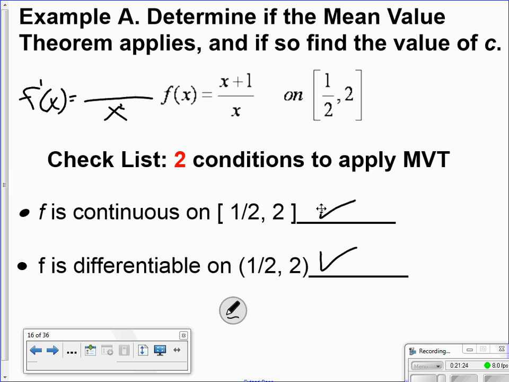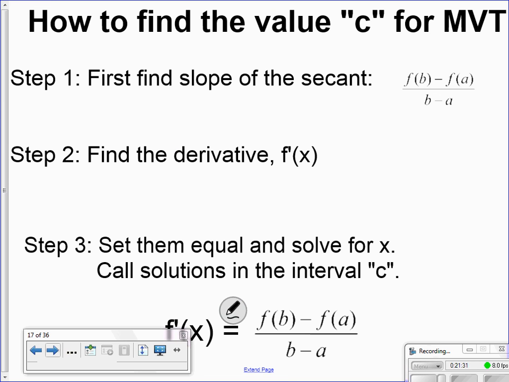Okay, now we're going to go ahead and find the value c guaranteed by the mean value theorem. So the first thing you have to do when you're asked to find c is get the slope of the secant. Find your f of b minus f of a over b minus a. What's my b for this problem? 2. So I need to get f of 2, right? It's just change of y's over change of x's. Minus f of 1/2 over 2 minus 1/2.